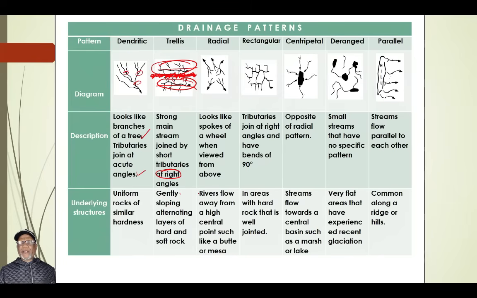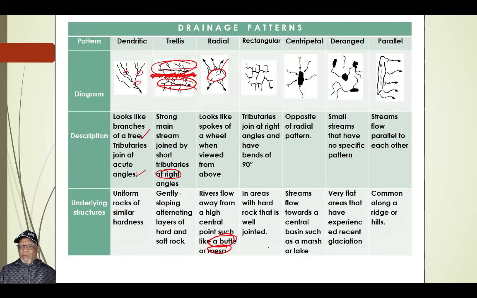Then what do we have? We have radial. Radial simply meaning to radiate, which means now water is falling into this high-lying area and the streams radiate. They flow away from the high point, and it is usually found where you might have a mesa or a butte or any high-lying area that can allow for that. And then we have rectangular pattern.